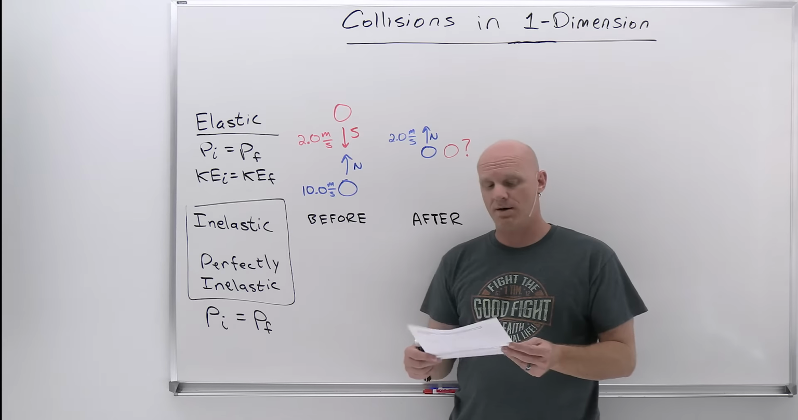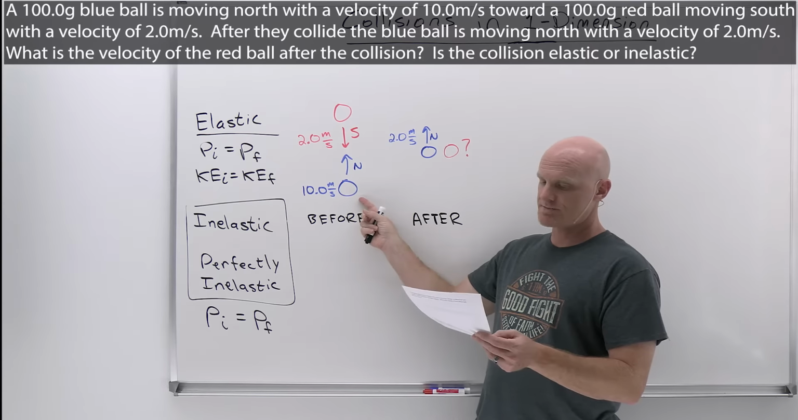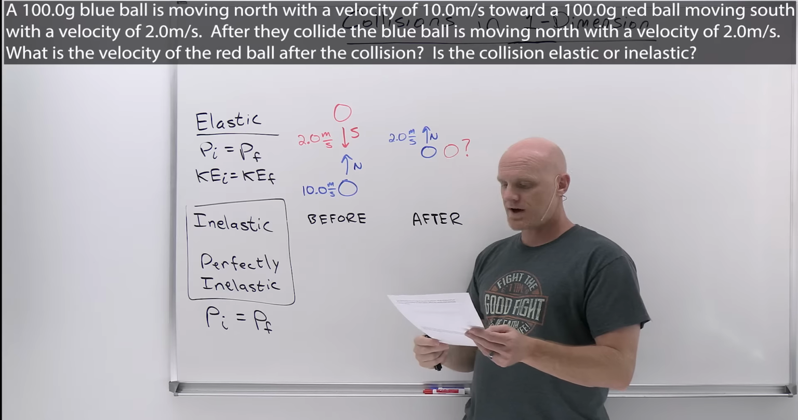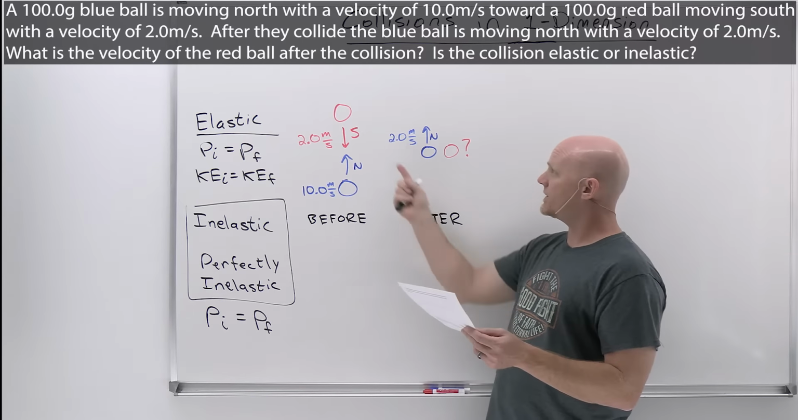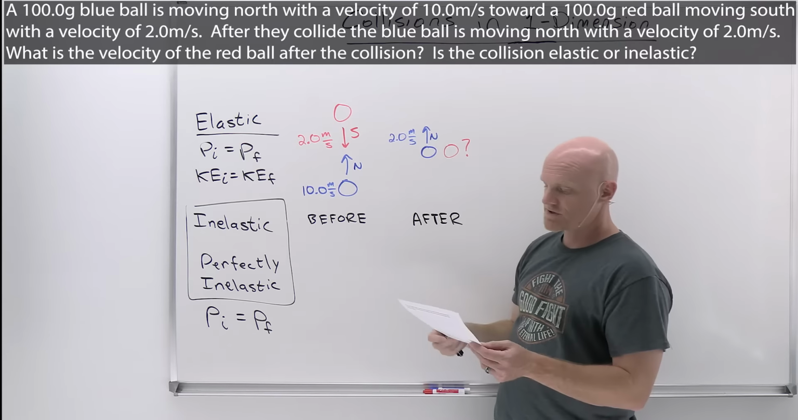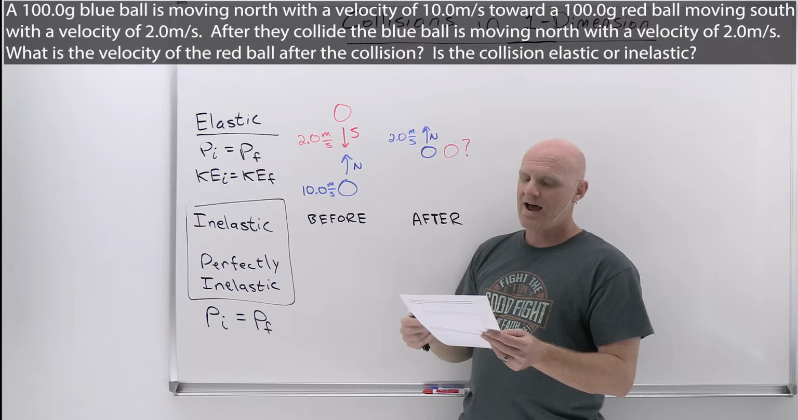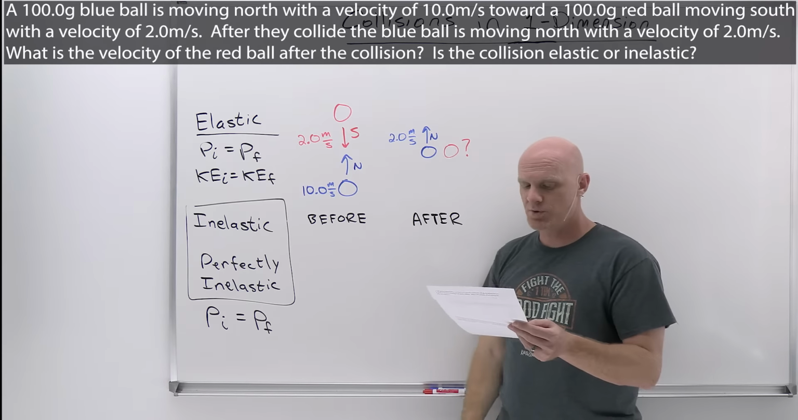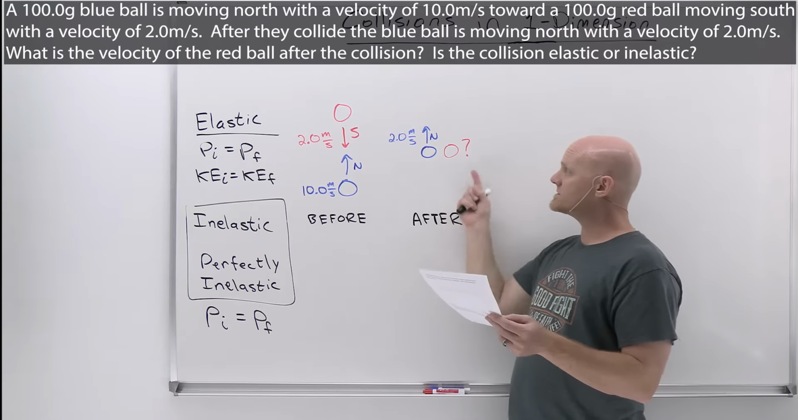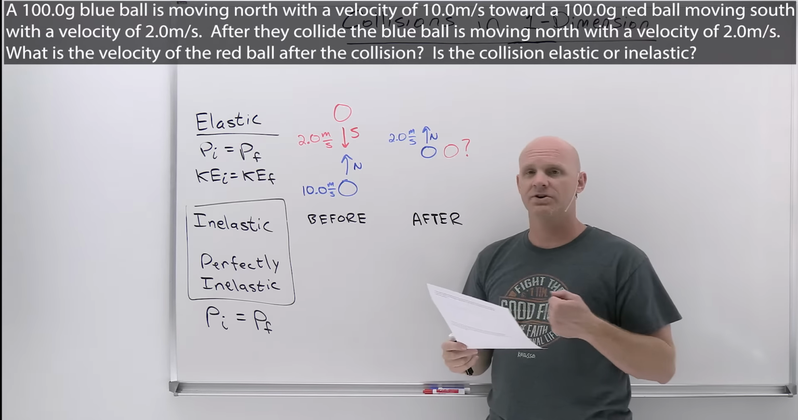All right, so the first problem says, a 100.0 gram blue ball is moving north with a velocity of 10.0 meters per second toward a 100.0 gram red ball, which is moving south with a velocity of 2.0 meters per second. After they collide, the blue ball is moving north with a velocity of 2.0 meters per second. What is the velocity of the red ball after the collision? Is the collision elastic or inelastic?